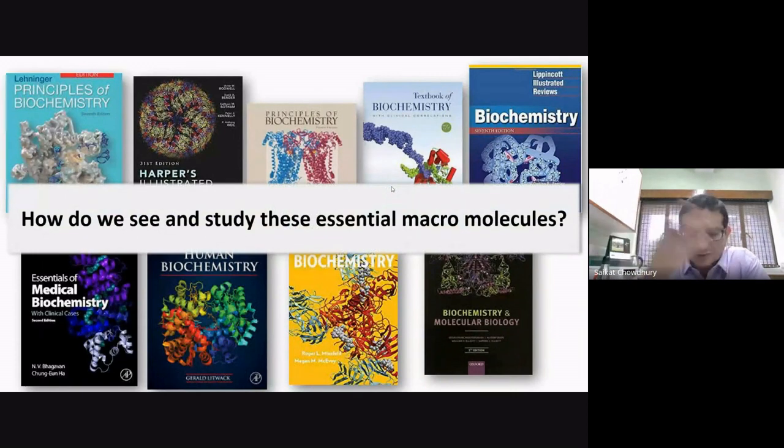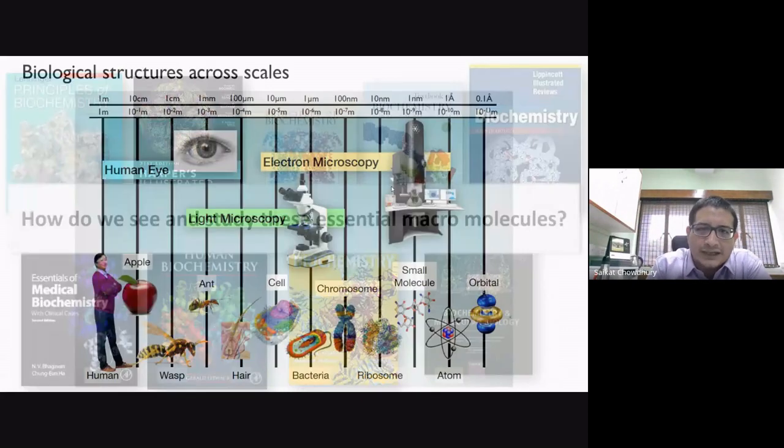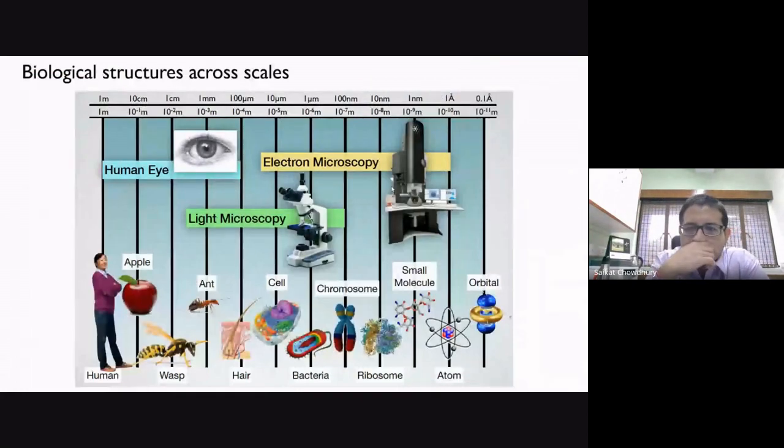As many of you know, we are talking about structural biology, about Cryo-EM. So of course, that's how we see it. But why? If you look at biology across scales, starting from human beings to fruits to flies and ants, most of us can see all of these with our naked eye. But if you have poor vision like myself, then we use spectacles or glasses, or wear corrective lenses, to look at it.